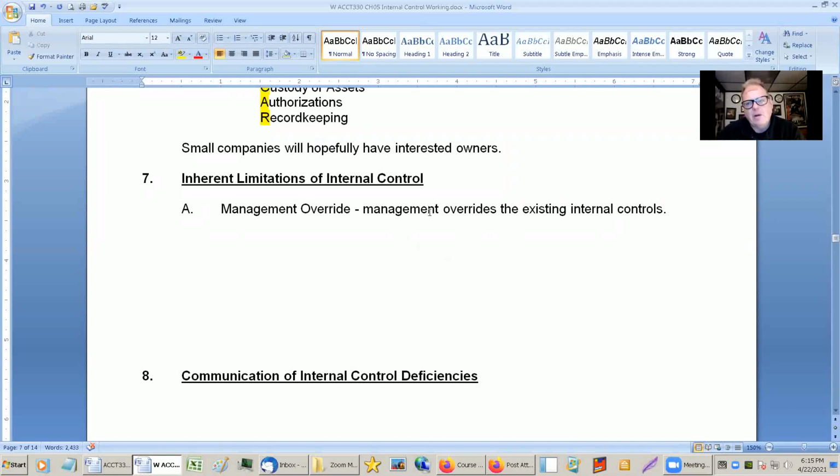So, you know, they come into the accounting department, they'll say, I need to make a journal entry for $3 million in sales. Can't do that. I'll do it or clean out your desk. Management override. You're overriding the controls that are built into the system.